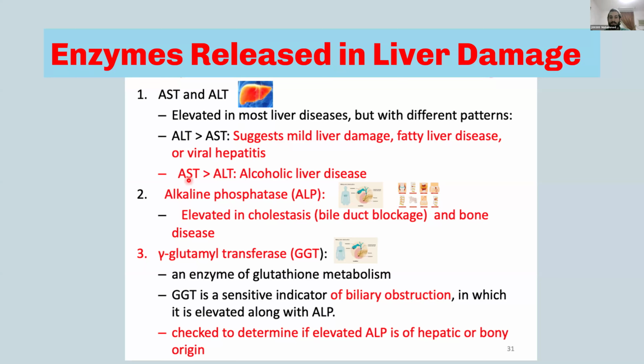Now, what if AST is increased 50 times and ALT is increased just 20 times over normal? This is specific for alcohol disease, just one disease. AST more than ALT, both of them are increased because it's liver damage. But when one is increased more than the other, then you have to see which differential is the likely cause. And it's alcohol disease in terms of AST.